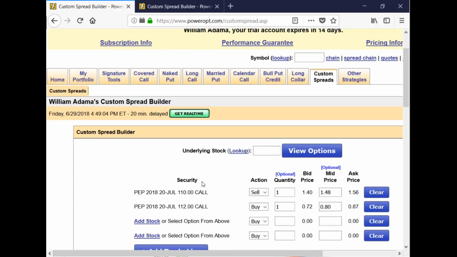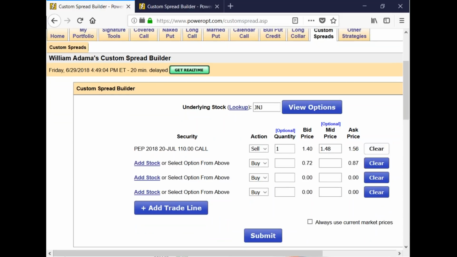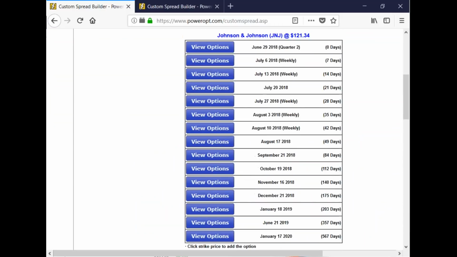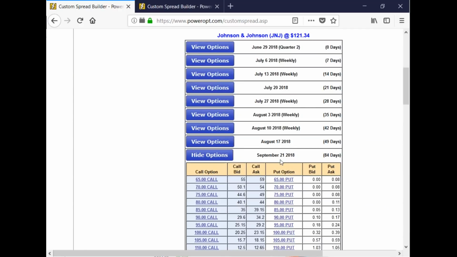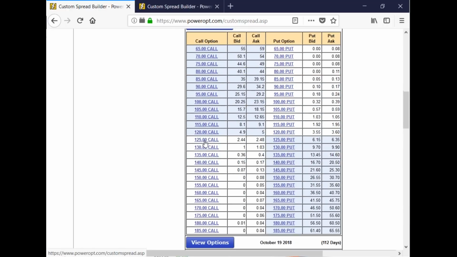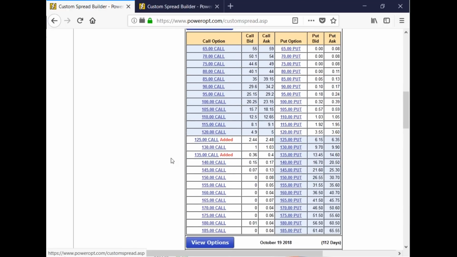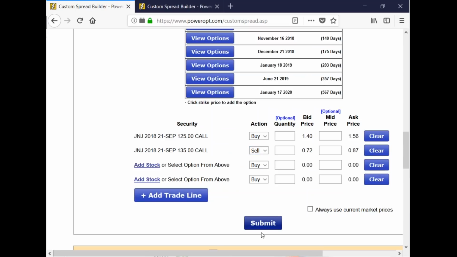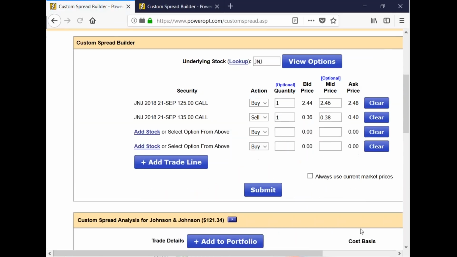Okay? And Rhajiv, follow-up. You've got a September bull call debit? Yep, bull call debit on Johnson & Johnson, in this case. September, 125, 135. Okay. Yeah, so this is an out-of-the-money bull call. We had talked about that a little while ago.